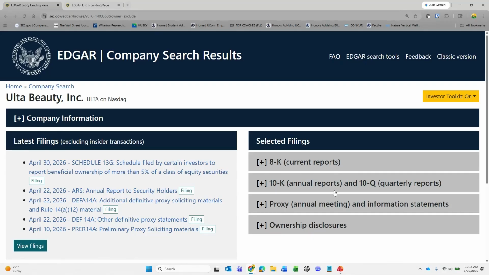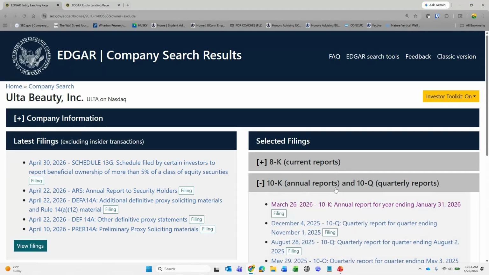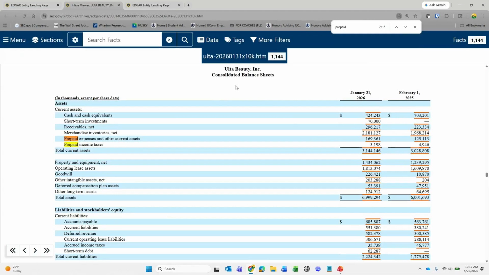This is Ulta, a retailer of beauty products. Let's go to the 10K. We go to the balance sheet and we see that they do have prepaid expenses here. This is an example where it's important for us to pay attention to the units. This balance sheet is not in millions, it is in thousands. So it's 169 million.